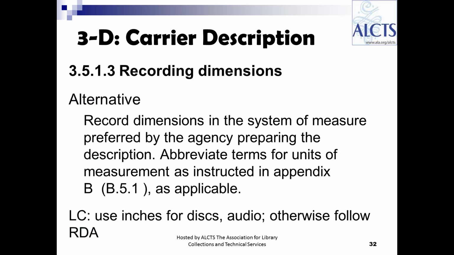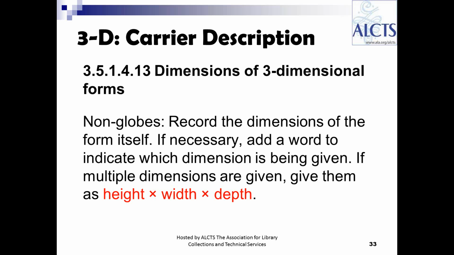RDA does provide an alternative to use another system of measurement, but the LCPSs authorize inches only for disks and audio carriers. For everything else, for everything except globes in the three-dimensional form section, record the dimensions as height by width by depth if all dimensions are given. The key point, which people often miss, is to start with height, not with the longest dimension. It's useful to think of height as being the vertical dimension when the item is in its natural form.